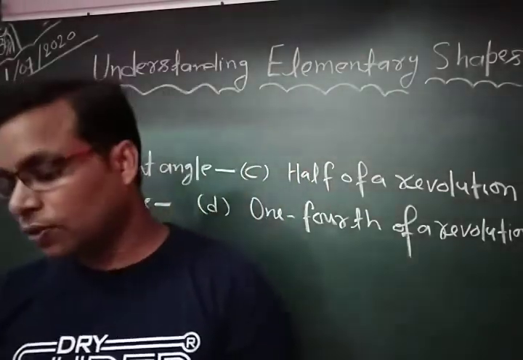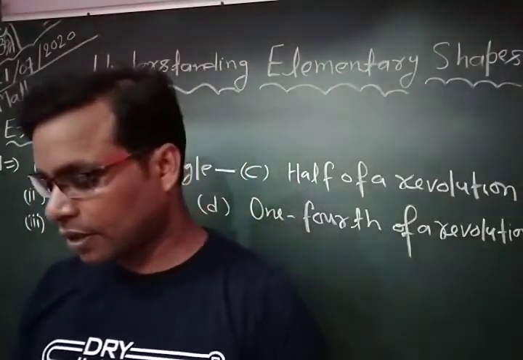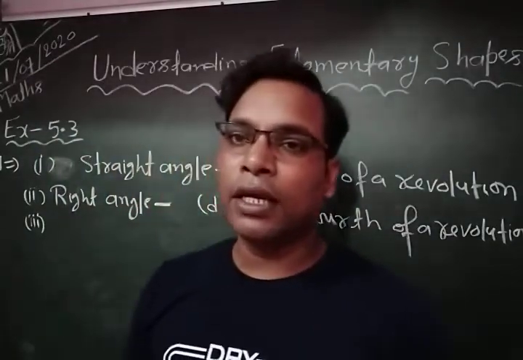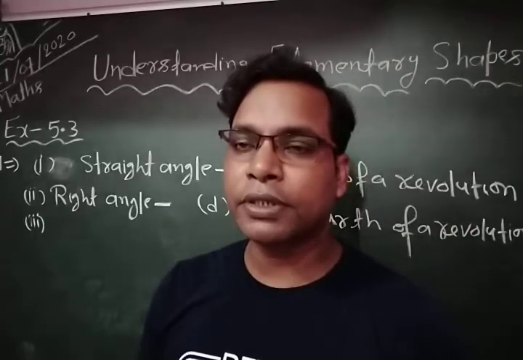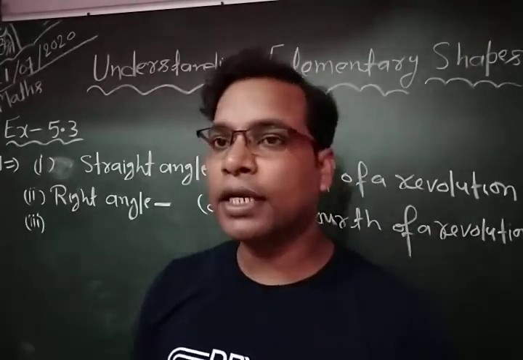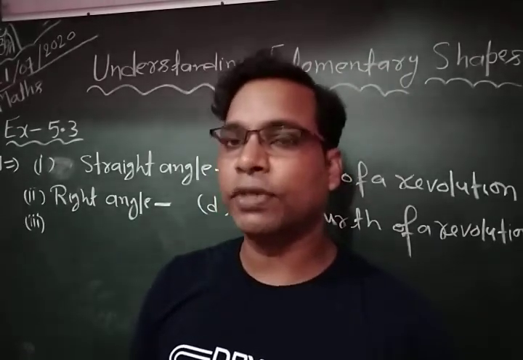But here no option is given of such type, but this is given: less than 1/4 of a revolution. This is correct. 1/4 of a revolution means 90 degree. Less than 1/4 of a revolution means less than 90 degree. It means greater than 0 and less than 90 degree. This is called acute angles.